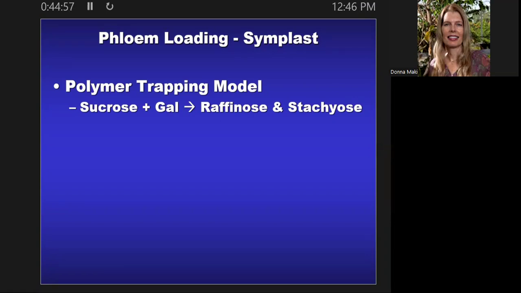So that's the polymer trapping model. What they're saying is if you make the sugar big enough, it won't fit back through the plasmodesmata. It won't fit physically. And I remember the first time I'm like, what are you talking about? But really, it does make sense. That plasmodesmata tunnel is only so wide. It's not going to shift how wide it is.